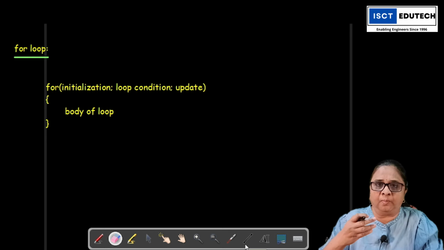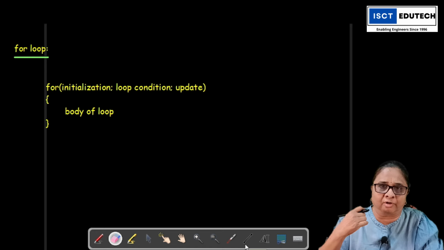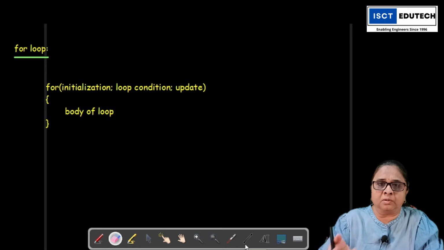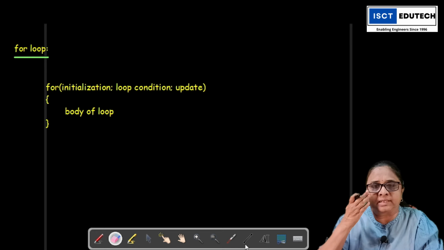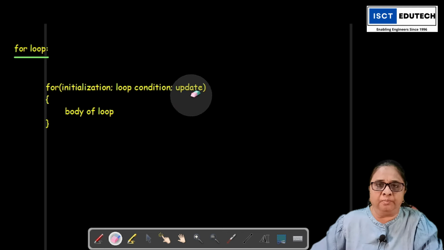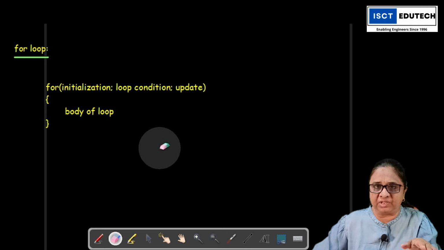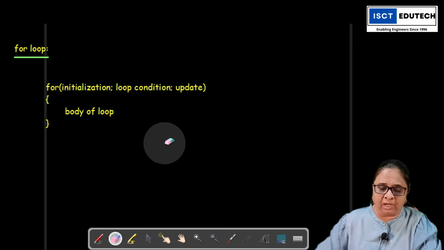Next, let's go to the next topic, that is the for loop. We have seen the do while loop and the while loop. The next loop is a for loop. A for loop is also a pre-check loop. Let's understand how this works. A for loop is similar to your while loop because it's a pre-check, but the way we write it is different.